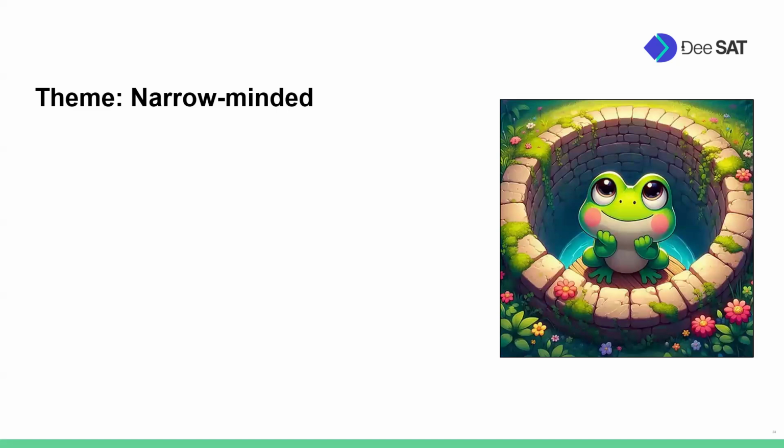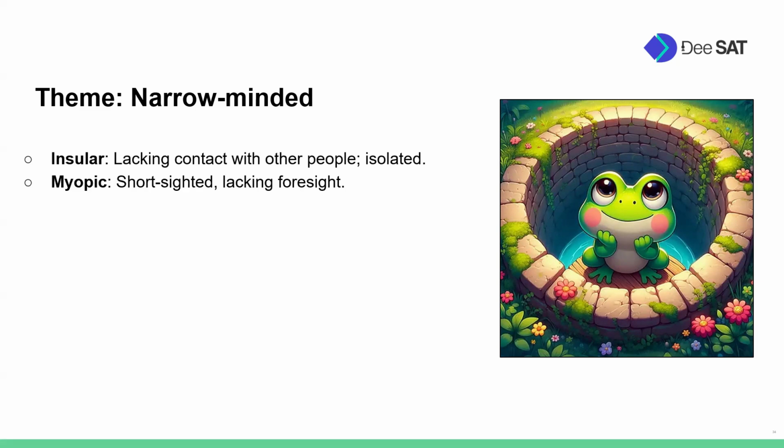Narrow-minded, the frog of the well. An insular person who is a pretty isolated person. Myopic, you might remember it from your 10th class science, where you must have learnt of it as an eyesight condition. How is it connected over here? A person who is short-sighted, basically lacking foresight.